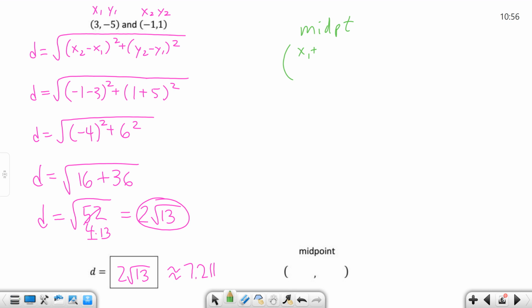My midpoint is going to be x1 plus x2 over 2, comma, y1 plus y2 over 2. And really, the books that I use, they do something like this. They call it xm and ym, and they say xm equals x1 plus x2 over 2. Look, I just put the whole thing in here. You're taking the average of the x's for the x, the average of the y's for the y.